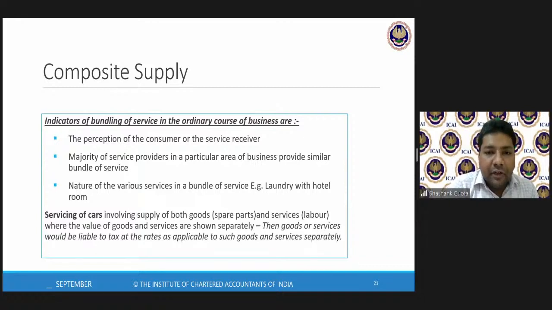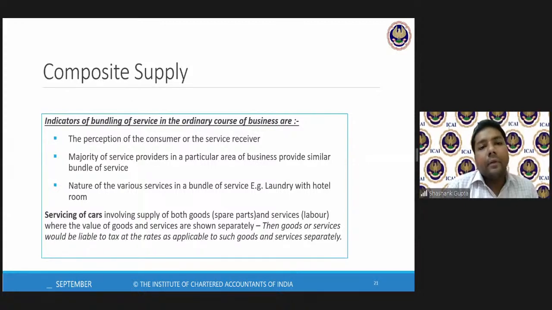the perception of the consumer, the service receiver. That is, what is their perception? Whether they are buying it as in the nature of a composite, or they're artificially getting it clubbed.